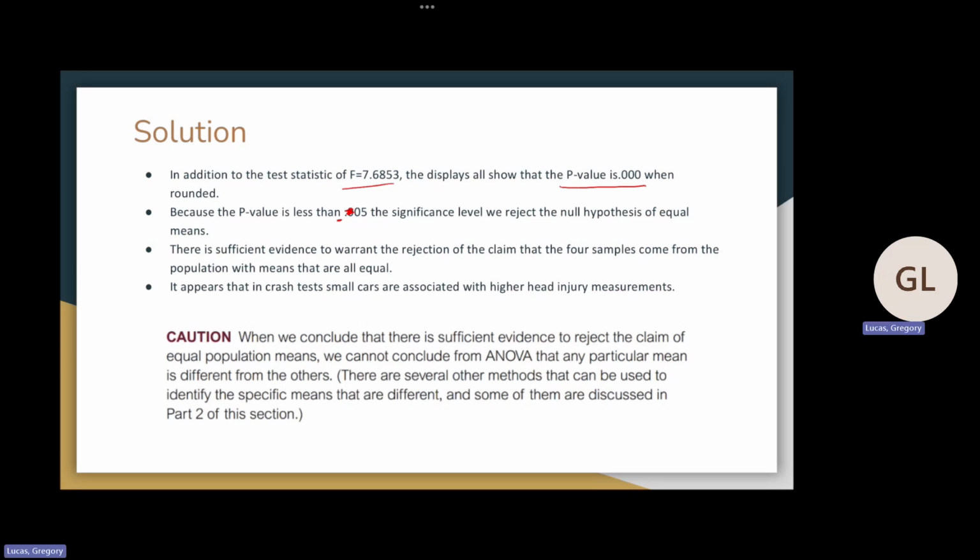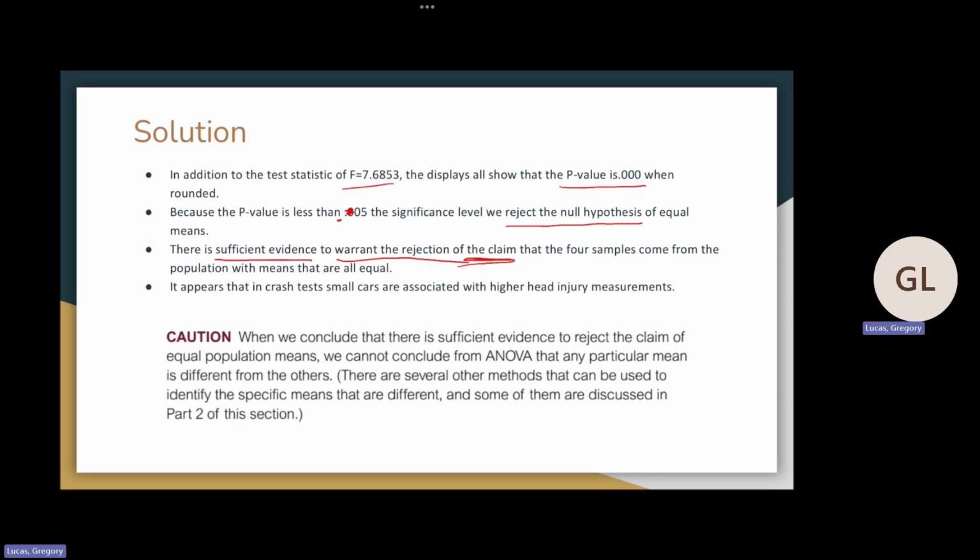So since we reject the null, that tells us there is sufficient evidence that warrants the rejection of the claim. And this all goes back to our chart still of how we use summaries when we reject the null. That gives us sufficient evidence to warrant the rejection of the claim that the 4 samples come from the population with means that are all equal.